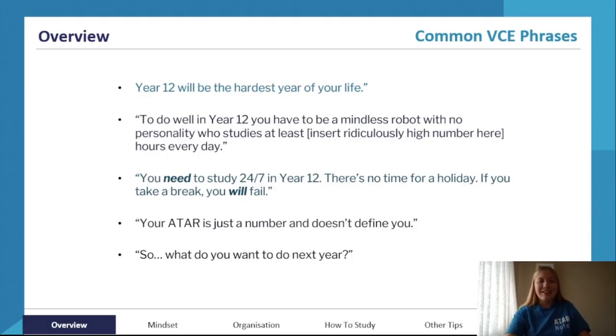And the other one, so what do you want to do next year? This is more of a question than a phrase or a statement, but you don't need to know exactly what you're working towards. I had no idea what I wanted to do at the start of year 12, and I figured out that I wanted to do paramedicine more towards the beginning of the whole application period. And that's completely normal.